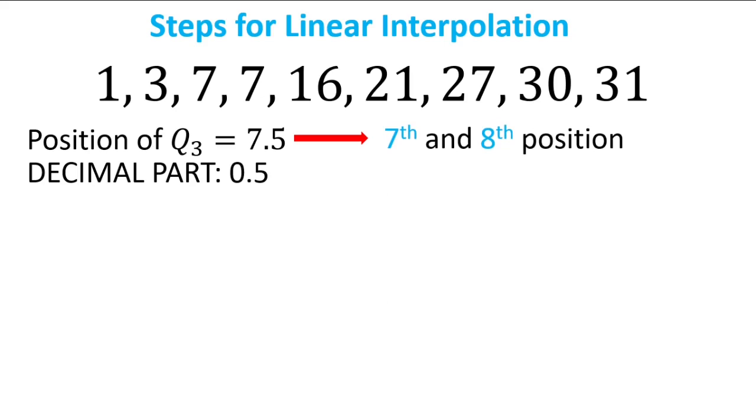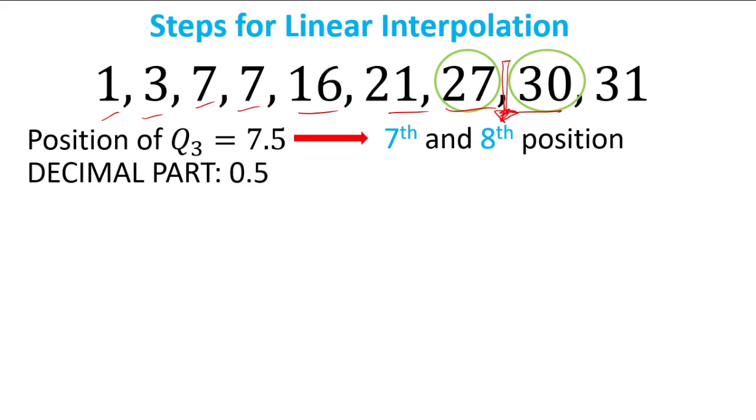Now, you have to count. Nasa dyan yung 7th position, nasa dyan yung 8th position. So, 1, 2, 3, 4, 5, 6, 7, 8. So, 27 is the 7th position, while 30 is the 8th position. In short, since the third quartile is located at the 7.5th position, ibig sabihin yung values na nasa gitna ni 27 at saka ni 30, yun yung value ng ating third quartile. So, hahanapin natin yan. Okay?